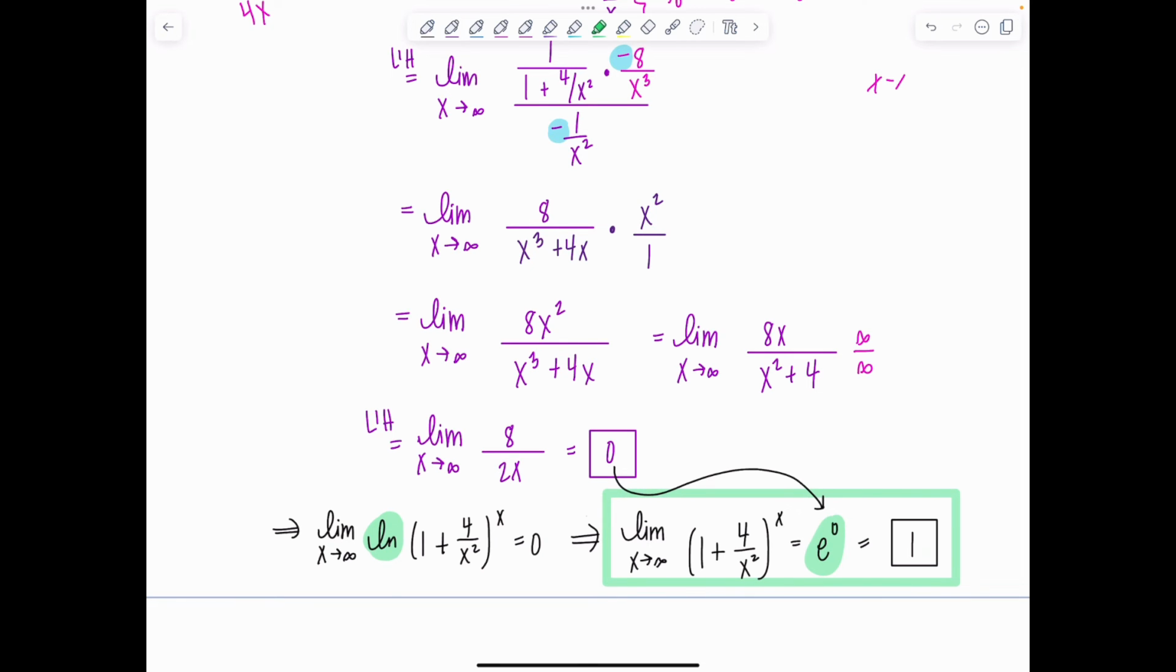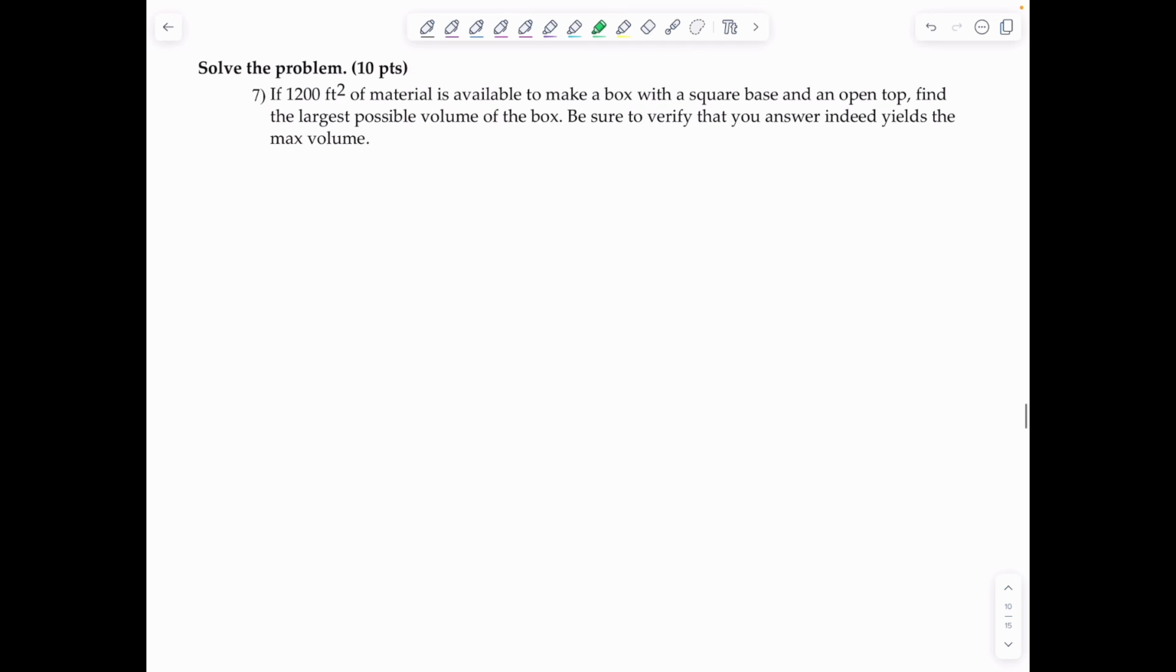Nearly done. Next problem, optimization. If 1,200 feet squared of material is available to make a box with a square base and an open top, find the largest possible volume of the box. Be sure to verify that your answer indeed yields the max volume.